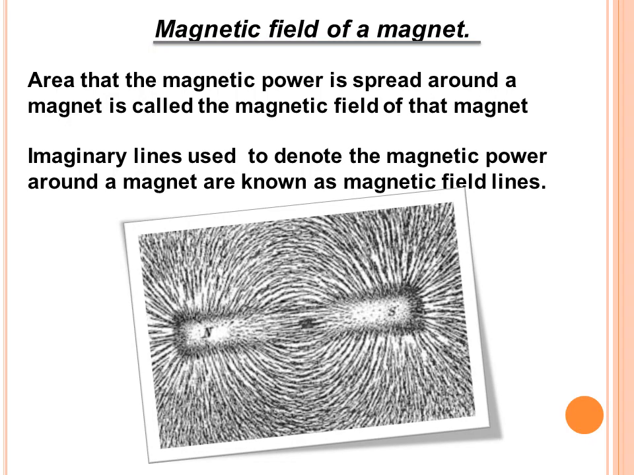Then let's talk about the magnetic field of a magnet. The area where the magnetic power is spread around a magnet is called the magnetic field of that magnet. Imaginary lines that are used to denote the magnetic power around a magnet are known as magnetic field lines.